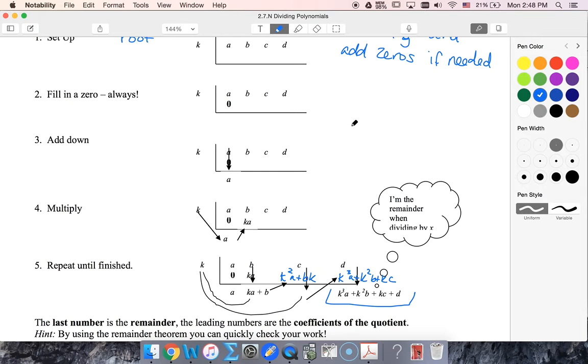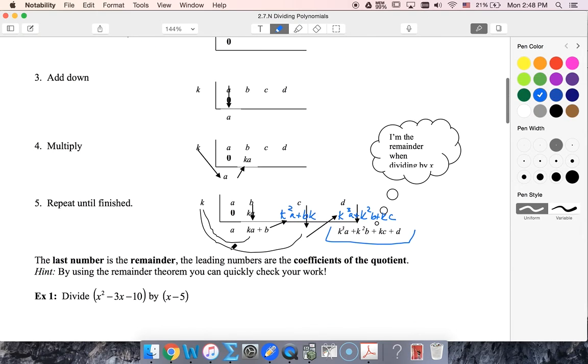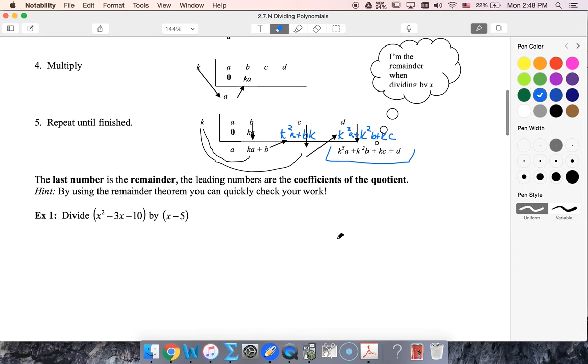So notice we started in this case with a cubic divided by linear. That means what I'll have left is quadratic. So this will be ax squared plus ka plus b x plus k squared a plus bk plus c as the constant term. So let's look at an example of how this works.